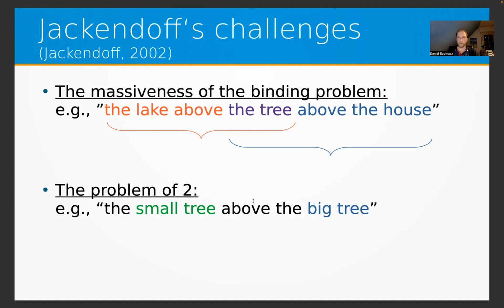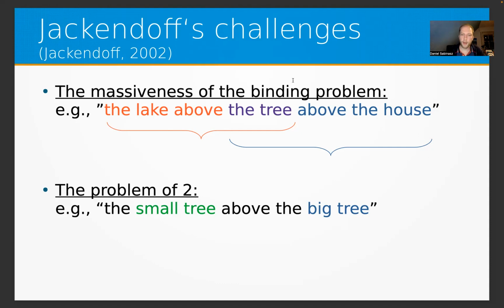You might be able to account for the grounding of a certain subset of language. So, for example, just grounding adjectives, grounding nouns, or grounding a single relationship like the tree below the lake. But humans can do more than that. And if you want to account for all of language grounding, then you have to show how humans achieve this feat. And this feat can be sort of summarized by two major challenges put forward by Ray Jacobs. So one of them is called the massiveness of the binding problem, or sometimes just the massive binding problem, or maybe simply the binding problem.